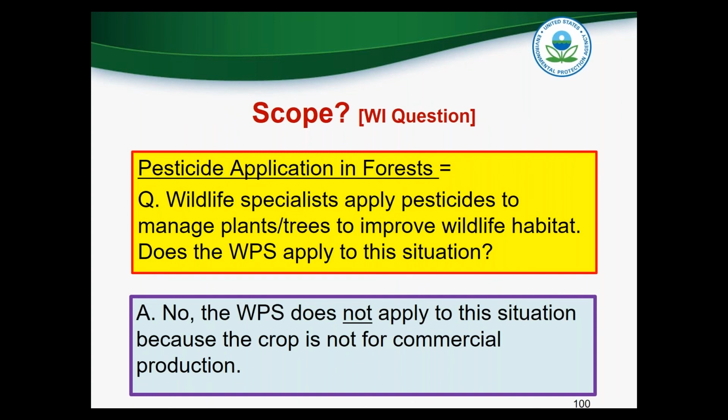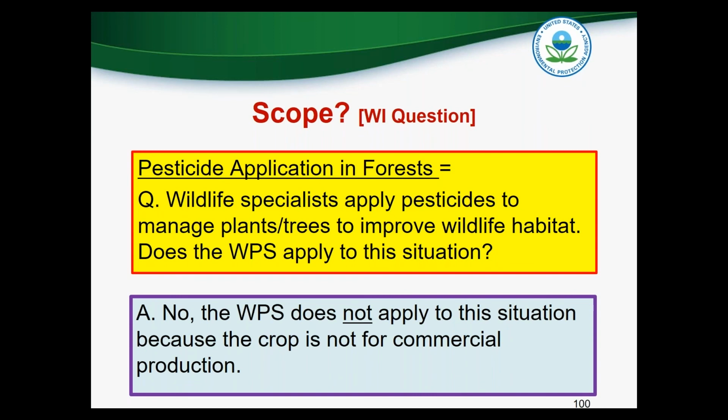All right, going through some of the questions quickly. Again, these all came from state inspectors or from their state WPS coordinator. This one's from Wisconsin. It has to do with applications in forest, and there were quite a few issues up there in Wisconsin on this. Wildlife specialists apply pesticides to manage plant trees to improve the wildlife habitat. Does the WPS apply to this situation?